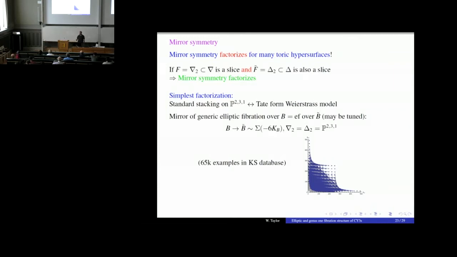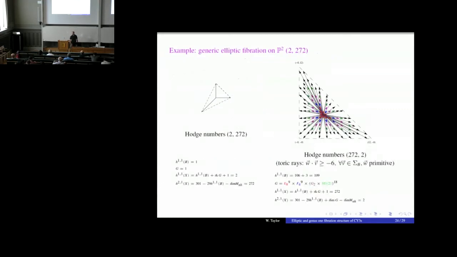The simplest case is where we take this sort of simple stacking that I mentioned, where we start with P231, and then we put the whole base over the 2,3 point in the P231. In that case, you just directly construct the mirror, and the mirror is now again elliptically fibered. The base is basically something formed by taking 6 times the anti-canonical class considered as a toric diagram. We form a fan over that, and the mirror fiber is again P231. So there's, again, the Kreuzer-Skarke database is full of examples of this. I'll give you an example.